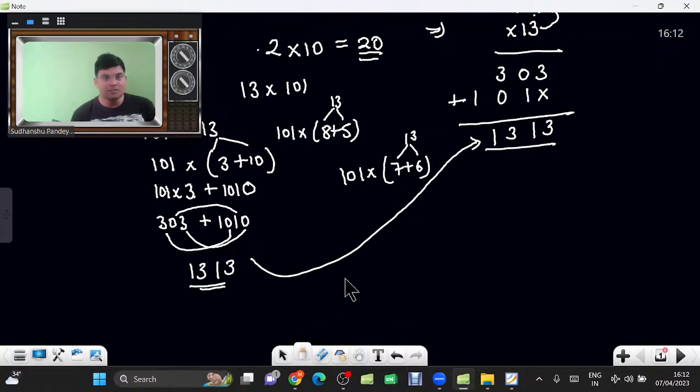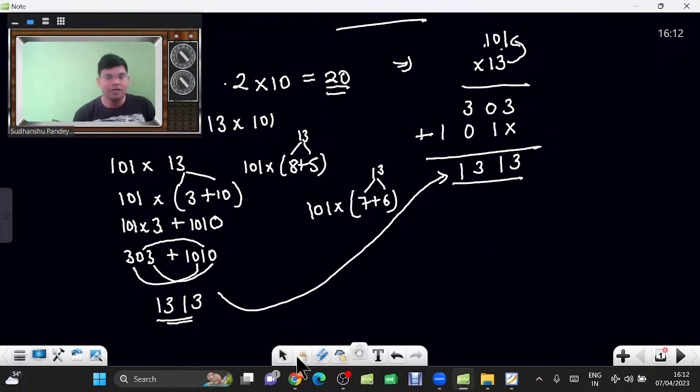Now that means in a normal multiplication, of a 2-digit number by a 2-digit number, we unawarely use the distributive property. See this, we are not actually multiplying 101 into 13. We are multiplying 101 into 3 and then 101 into 10. This is 101 into 10. This is 101 into 3. And then we are adding these two numbers.